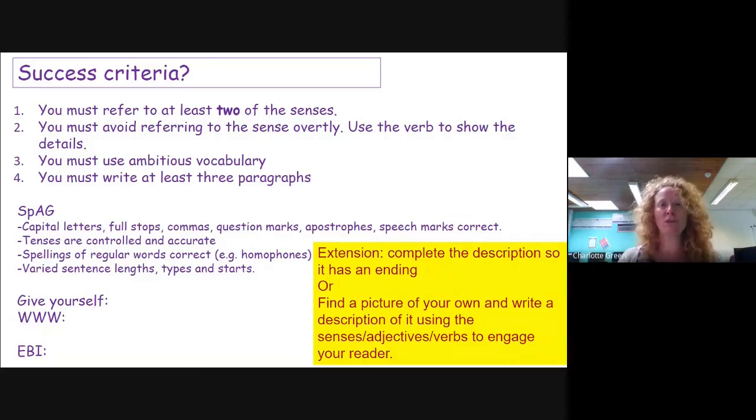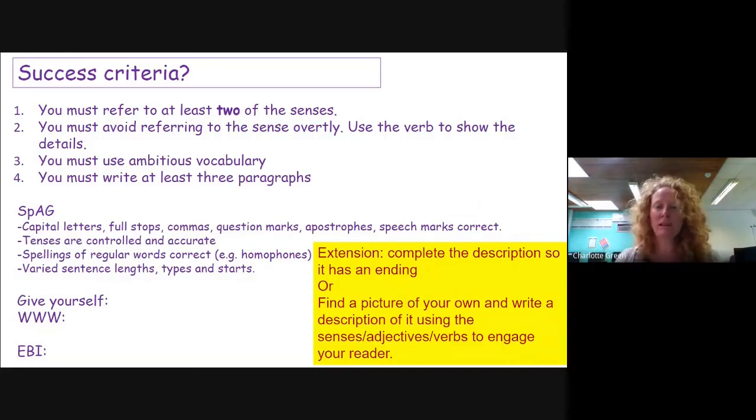Have a read through what you've done. Think about this success criteria. And then I want you to give yourself a WWW. That is a what went well, something you're really pleased with about your work. Once you've done that, then think, if I got another opportunity to do some descriptive writing, how could I improve it? How could it be even better? And I want you to give yourself 1 EBI, and that is an even better if. And that's just something to keep in your mind for when you do more descriptions.